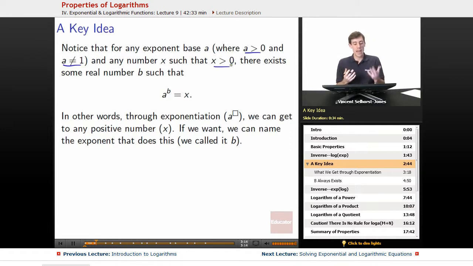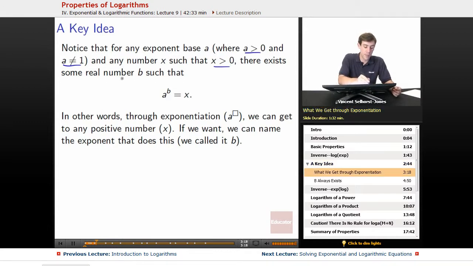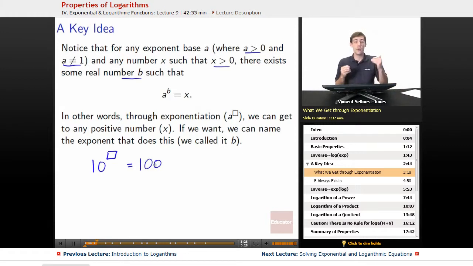And then if we want, we can name the exponent that will do this. And we called it b here, right? There's some number b such that a to the b equals x. So for example, we could say 10 to the something has to be equal to 100. Our question is, what number is it as our something? 10 to the what equals 100? Well, it's going to be 2, right? We raise 10 to the 2, 10 squared, we get 100. So in this case, if we want to name the number in the box, our b was 2.